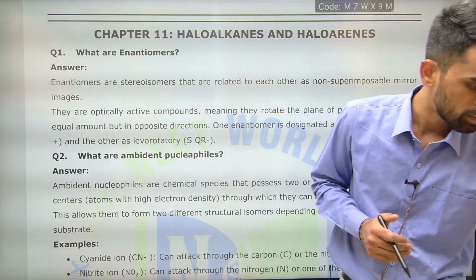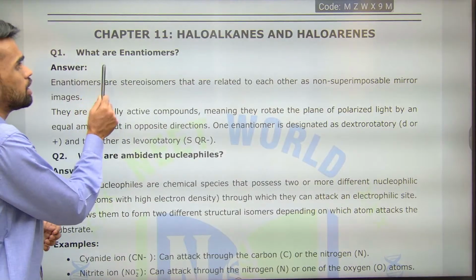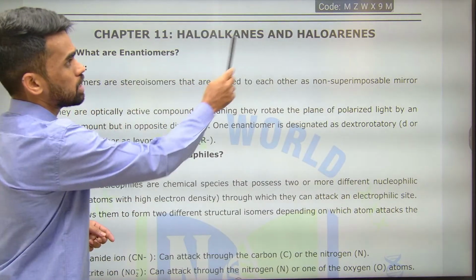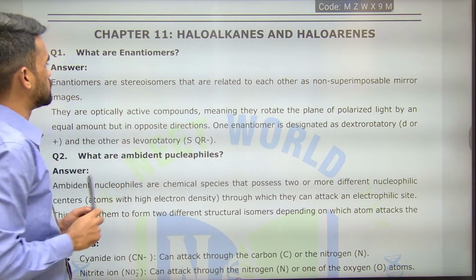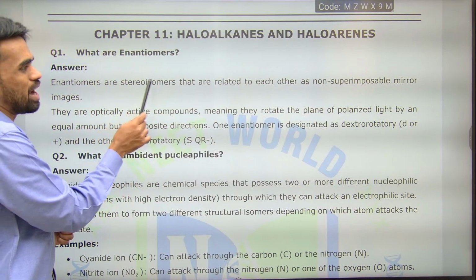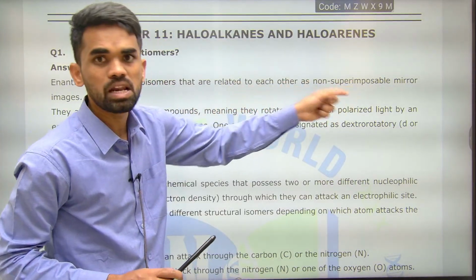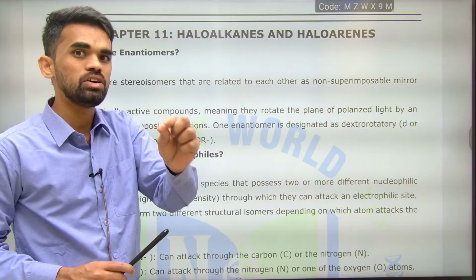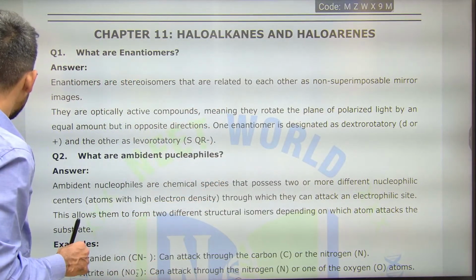Right. So the first question here says, what are enantiomers? From haloalkanes and haloarenes, the first question is, what are enantiomers? See, enantiomers are stereoisomers that are related to each other as non-superimposable mirror images. I will tell you with a very simple example so that you will feel more clear.